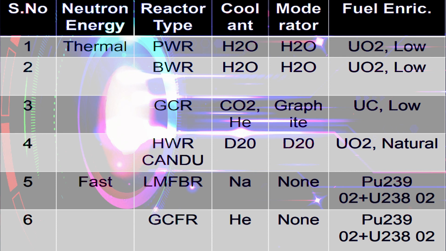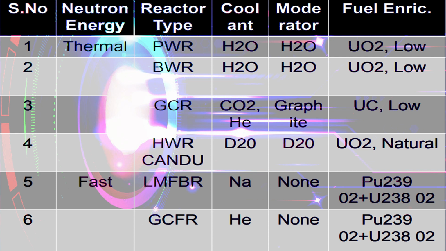Next, neutron energy is thermal, the same. Reactor type is the heavy water reactor, that is the CANDU type, which we discussed in the previous video lecture. Coolant is D2O, that is deuterium. Moderator is also D2O, and fuel enrichment is natural uranium oxide.